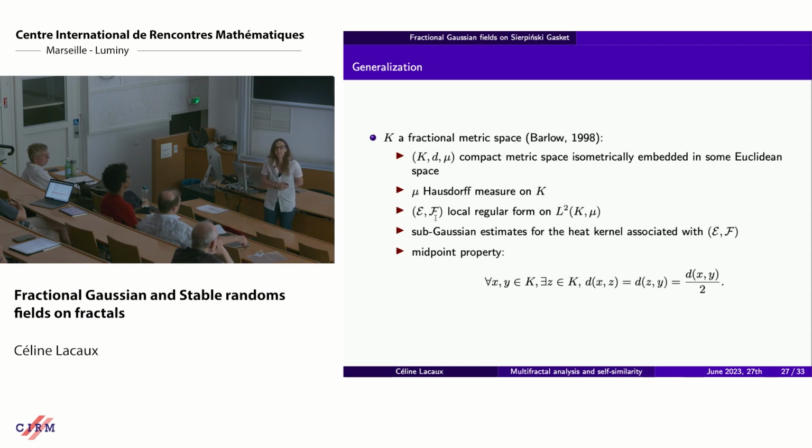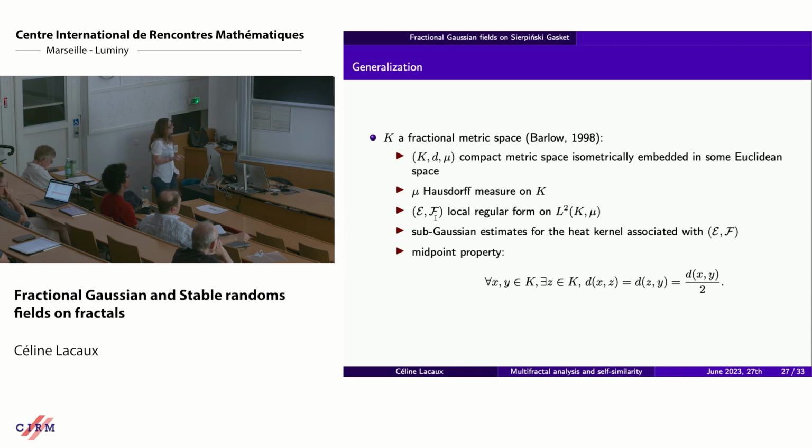Then you need that the heat kernel is sub-Gaussian. That follows from your property. Okay, it has been checked that for this kind of fields you have the sub-Gaussian estimates, and this kind of fields also satisfies what is called the midpoint property.